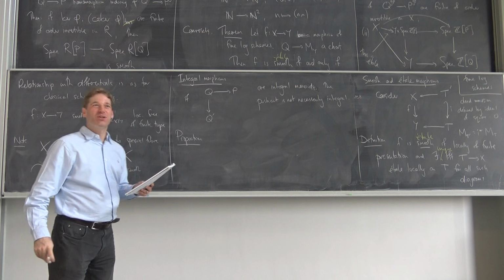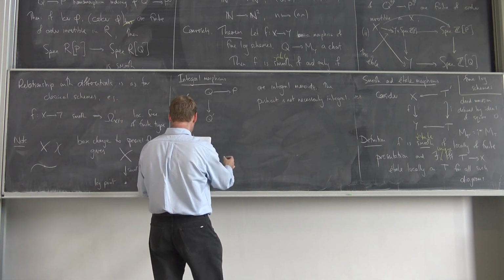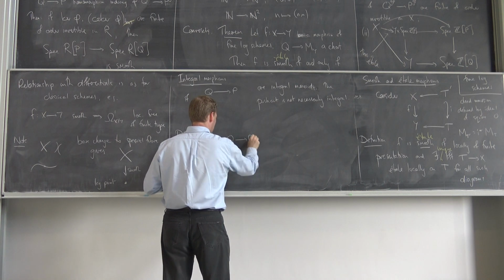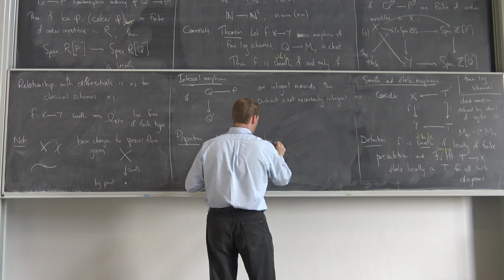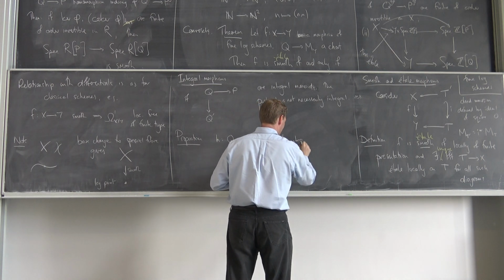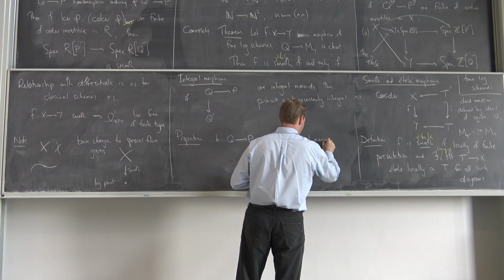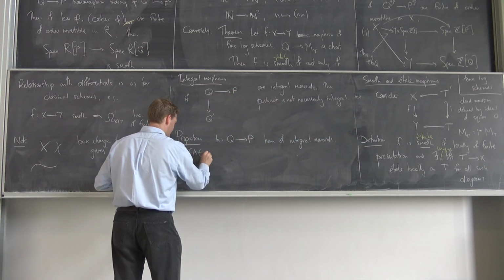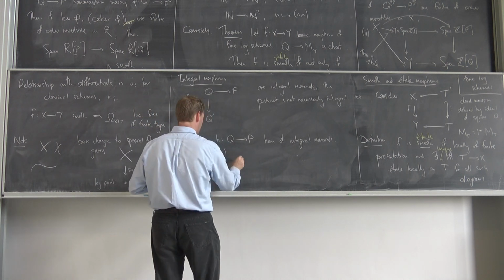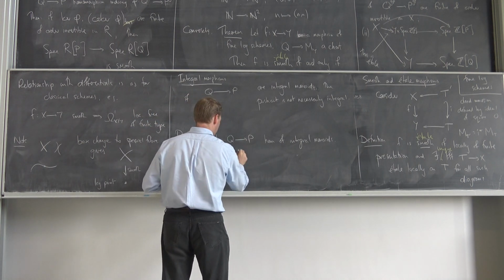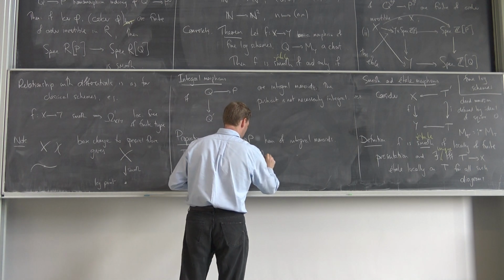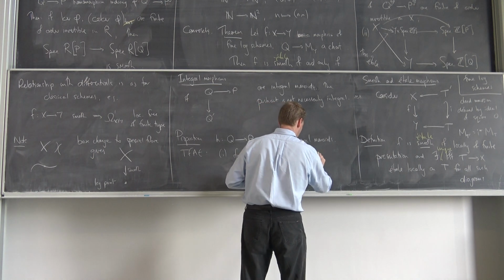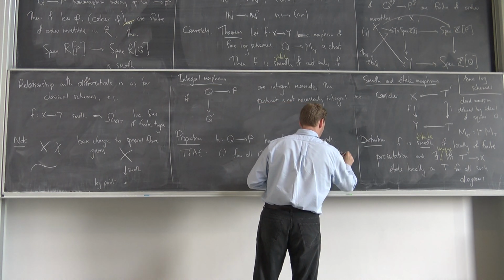So let me tell you what conditions 1 and 4 are. So we're going to take h from Q to P, a morphism of integral monoids. Then the following are equivalent. So firstly, this happens universally. So for all Q to Q prime, the pushout is integral.